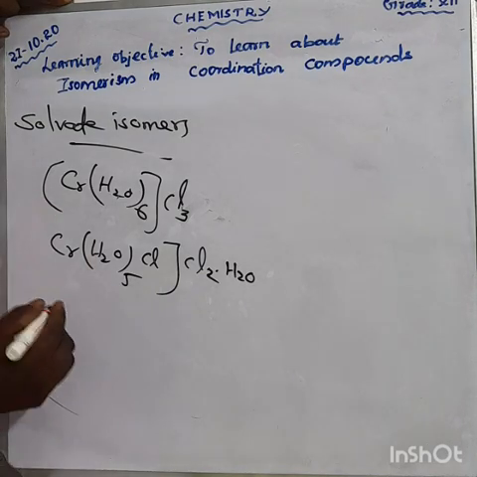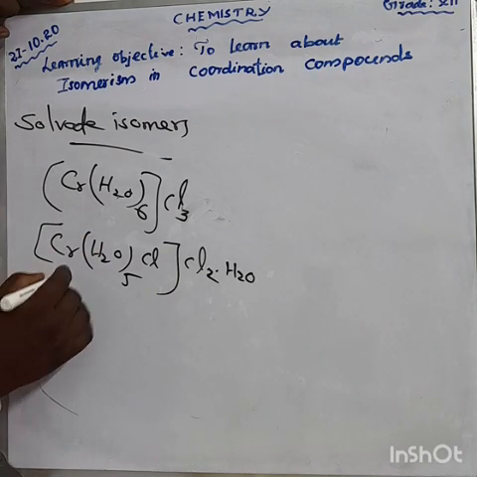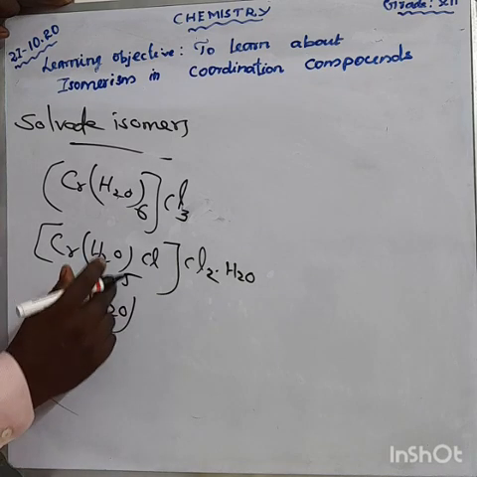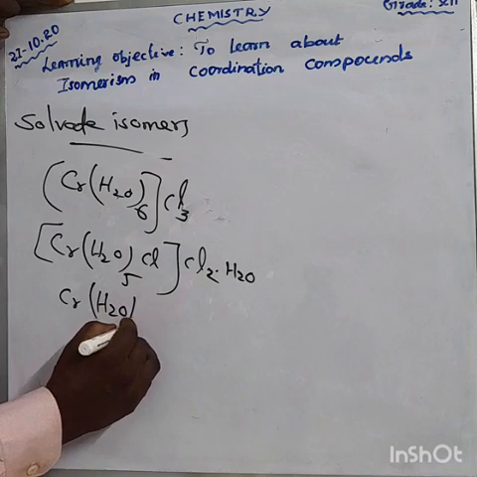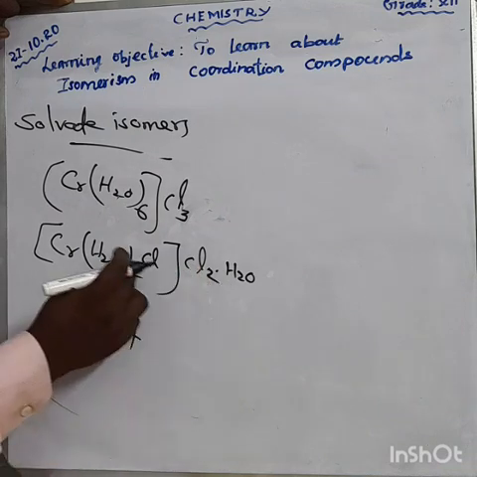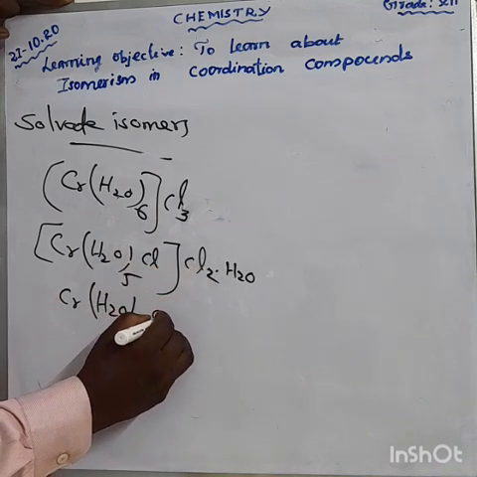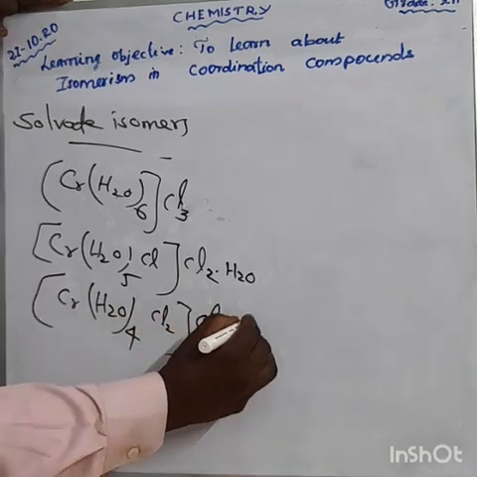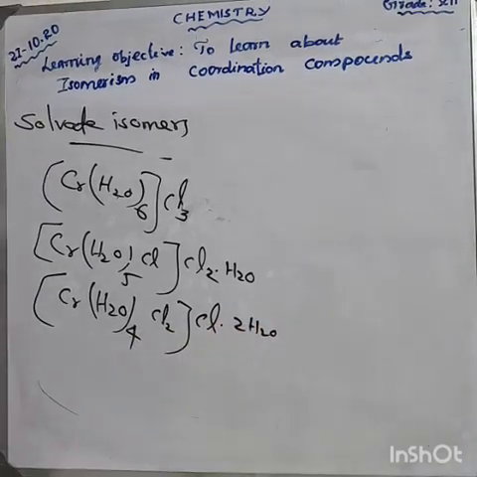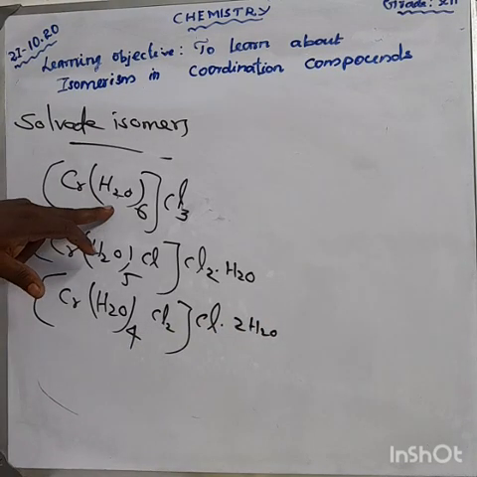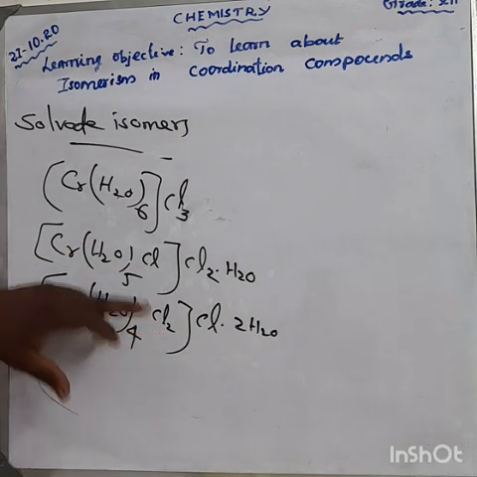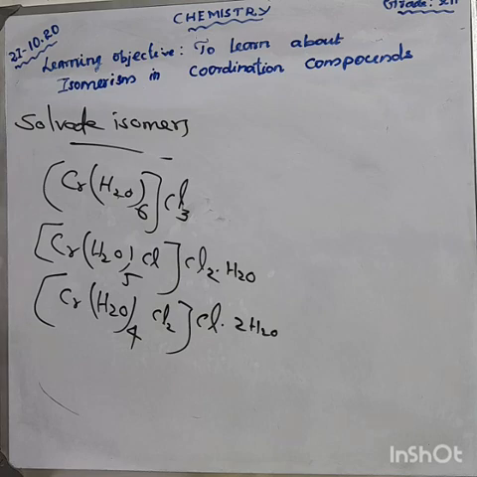Next again, the third one also is like that. Again we are taking one more water molecule outside, and chlorine will also be attached inside. Anyhow, when we are counting, the total inside must be 6. 4 plus 2 is 6. Anyhow, these are the examples of solvate isomers.